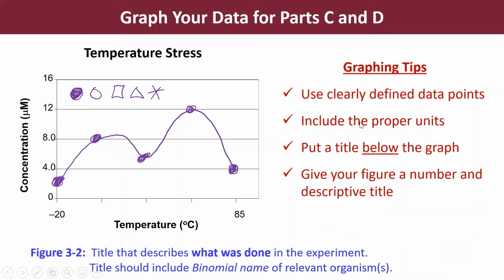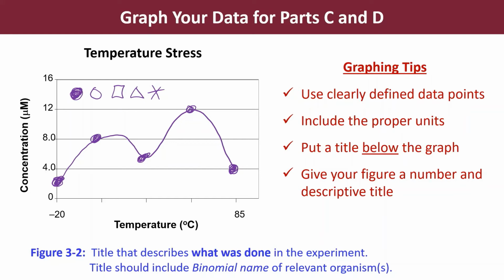So that's the next point. That number is going to be, if you have 3 graphs, 1, 2, 3. Or in this case, it's lab 3, so I've named them figure 3-1, 3-2, 3-3. So make sure you have a system and they're numbered and it makes sense.